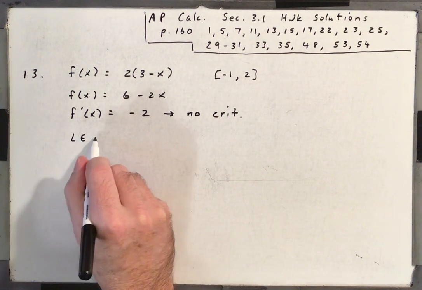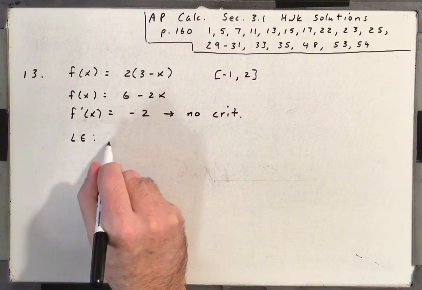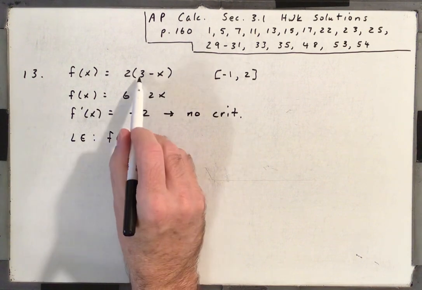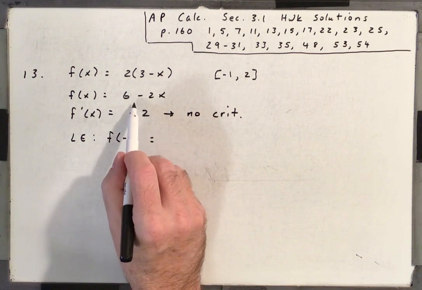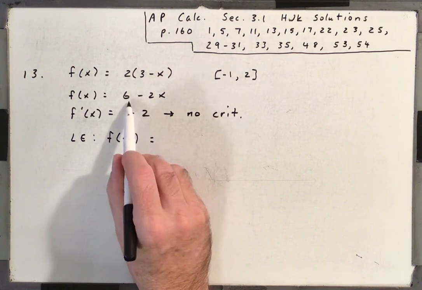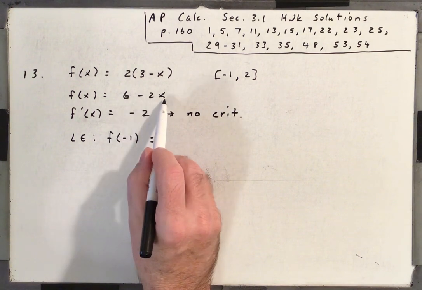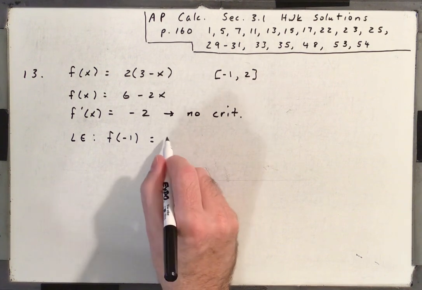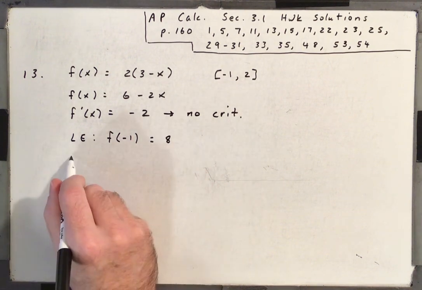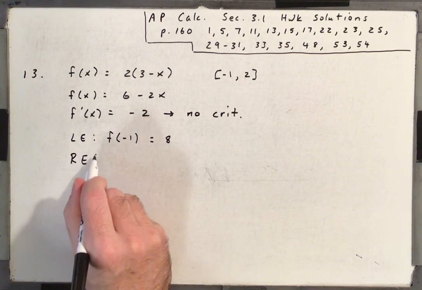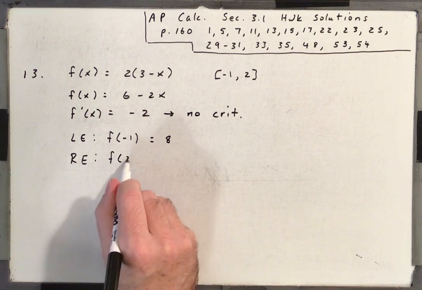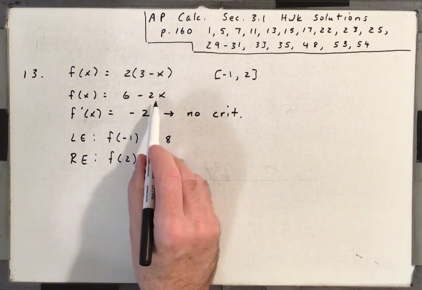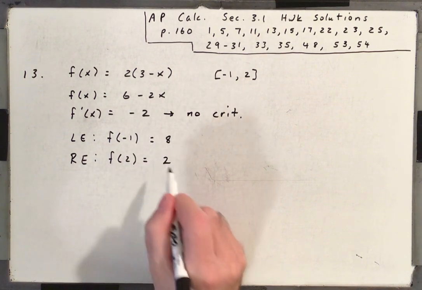Well, the left endpoint, we would have f of -1. So I'm just going to plug -1 in right there. So that would be 6 minus 2 times -1. 6 minus -2, that would be 8. And our right endpoint would be f of 2. And that's going to be 6 minus 4, which is 2.